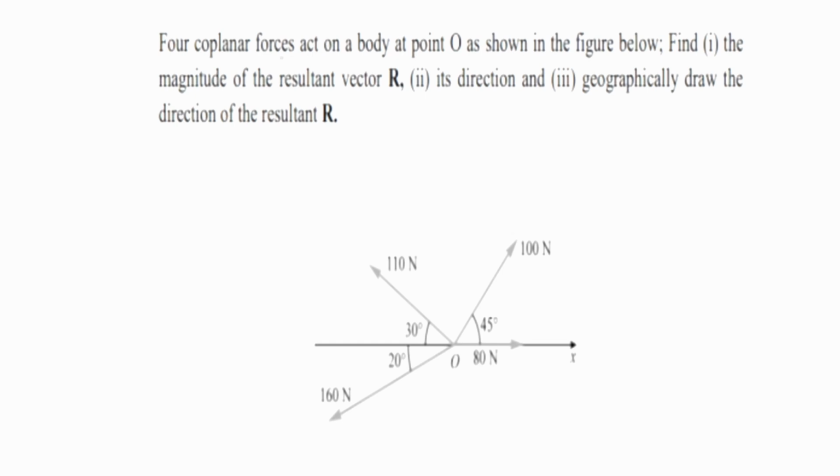The question reads, 4 coplanar forces act on a body at point O as shown in the figure below. This figure below here. Now it goes on to say find 1. The magnitude of the resultant vector R, 2. Its direction, and 3. Graphically draw the direction of the resultant vector. Now let's begin with the solution to this problem.